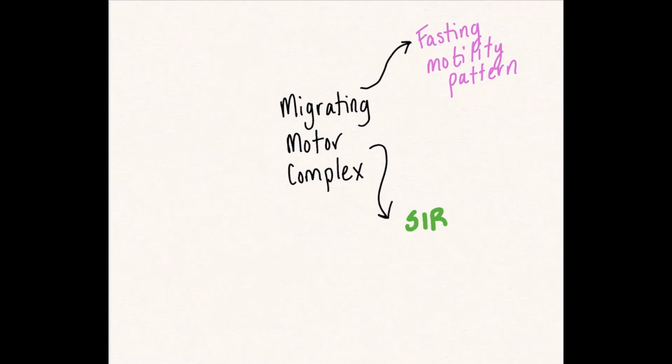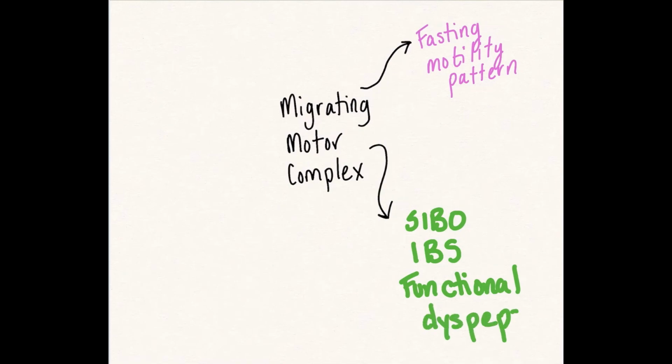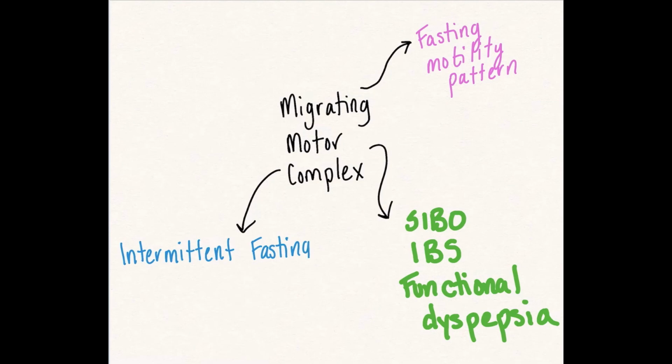Number 2, although its physiological role is not completely understood, dysfunctional MMC activity has been implicated in many digestive disorders, including SIBO, IBS, and functional dyspepsia. Number 3, if you want to stimulate your MMC, try fasting. Either try intermittent fasting or space out meals 4 hours apart.